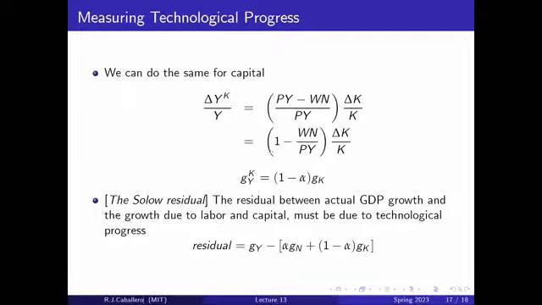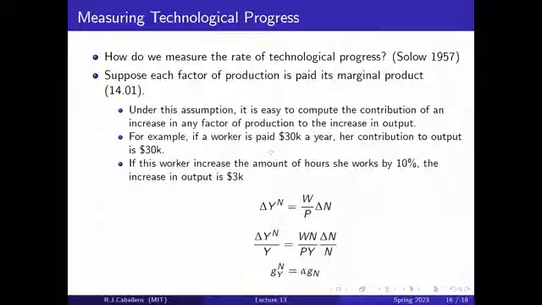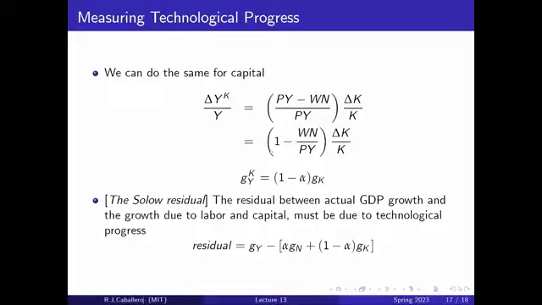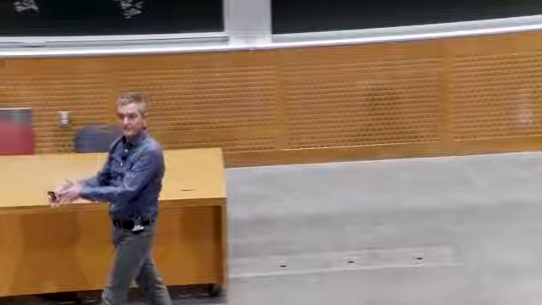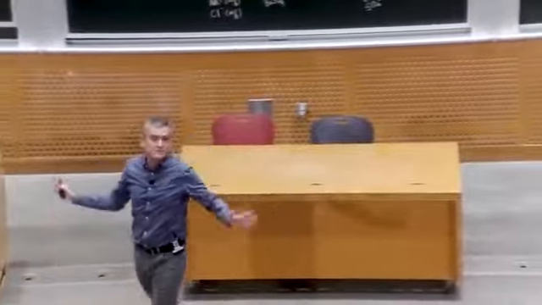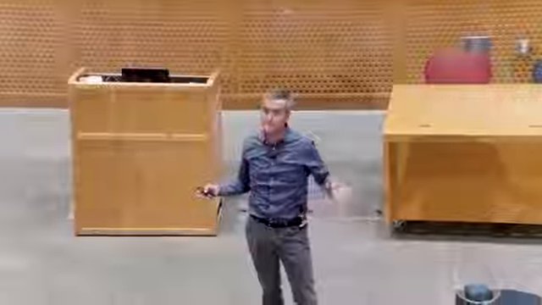Okay? So that means if I sum the contribution of labor and capital, I'm left with a residual, which is whatever is the rate of growth I have in output. I know how much I'm getting from labor, I know how much I'm getting from capital. If there is any difference, it must be due to that thing I don't observe, which is technological progress. Okay? That's the logic of all this stuff.